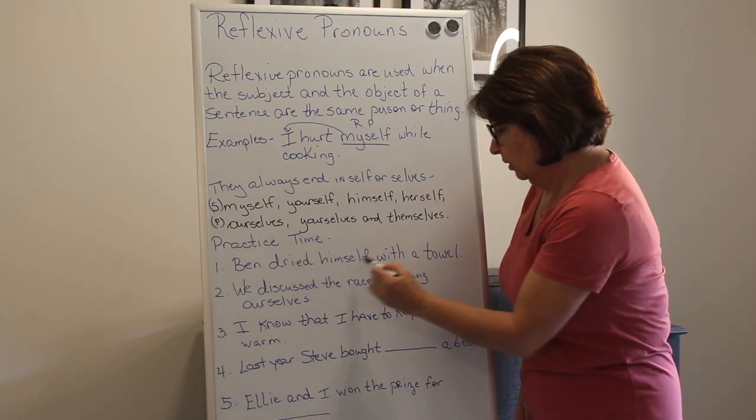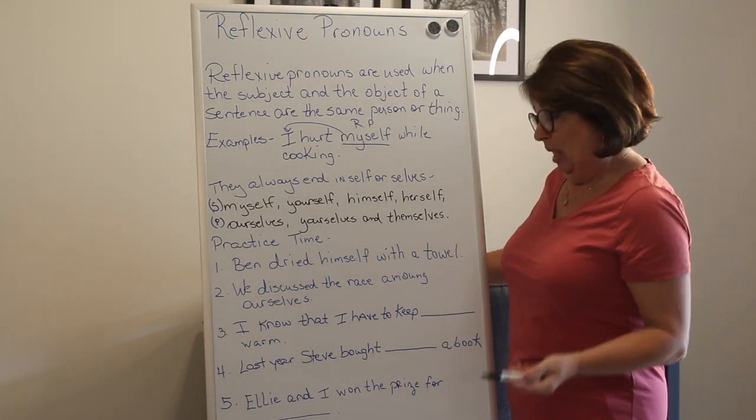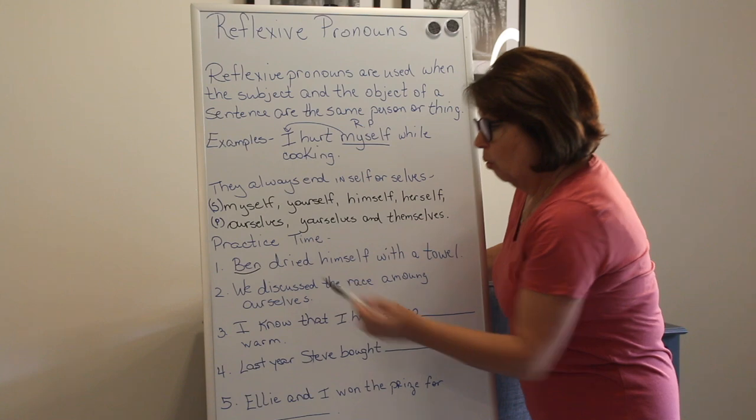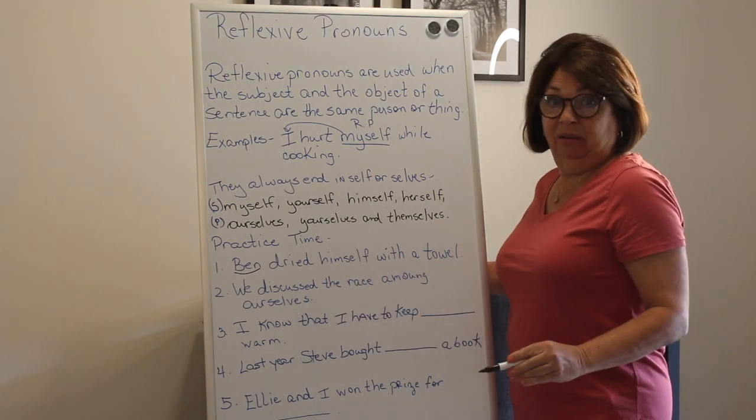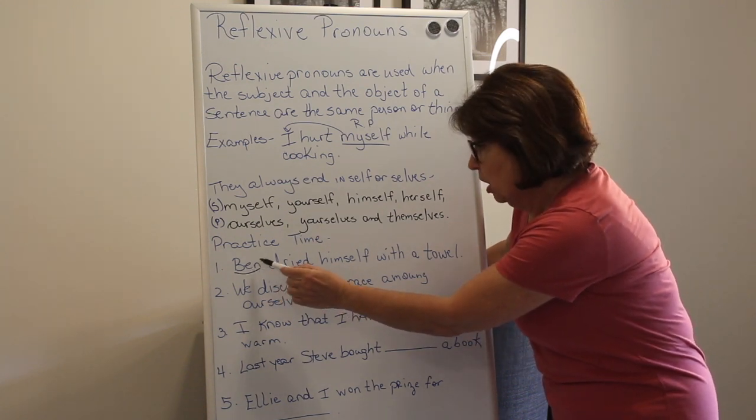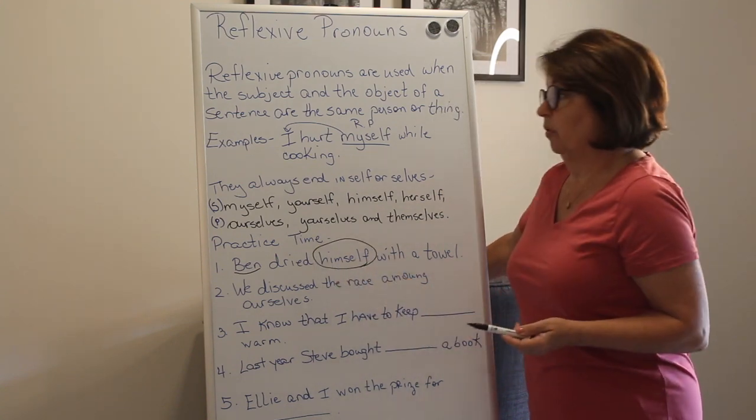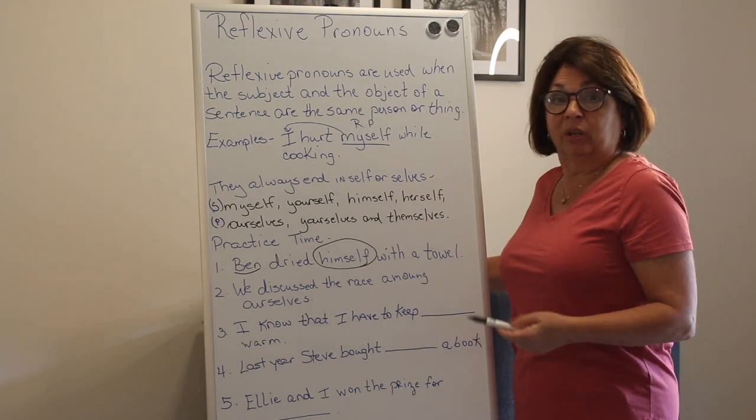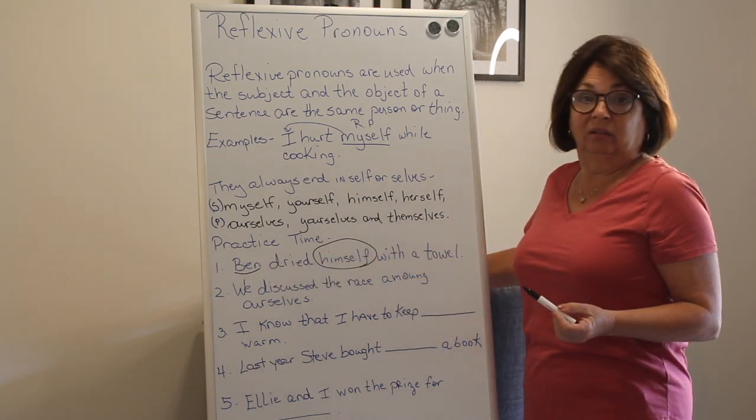Ben dried himself with a towel. We know that the subject of this sentence is Ben. So, which word in this sentence restates Ben? And if we look at this, since Ben is a man, generally speaking, himself would be the reflexive pronoun because the word himself is restating who Ben is.